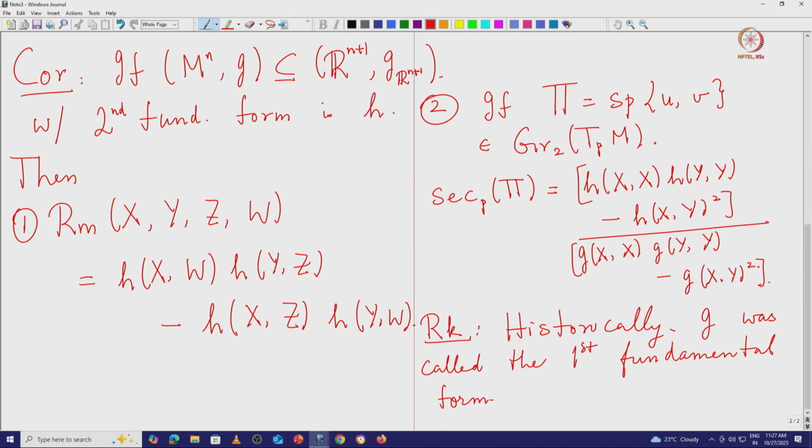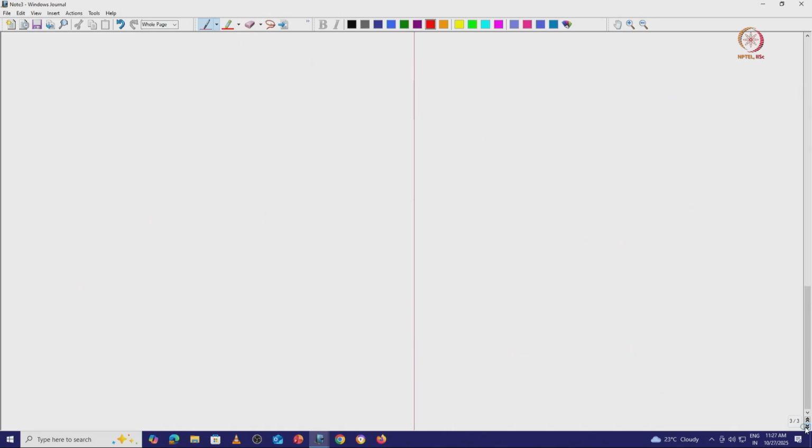And especially in Gauss's time, people did not care about higher dimensional surfaces, they cared about surfaces embedded inside R3, right. So they did not care about higher dimensional manifolds. So if you restrict to the two dimensional case where you have a surface embedded inside R3, and suppose the tangent space is now two dimensional.